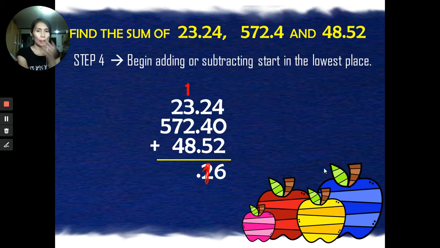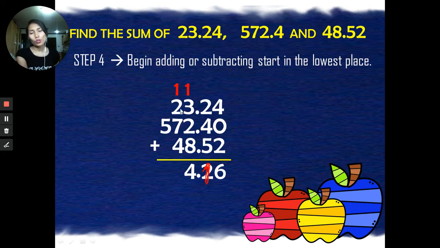So 1 plus 3 equals 4. 4 plus 2 equals 6. 6 plus 8 equals 14. Write 4, carry 1 up there. You cannot write 1 and 4 here all together. You write down the ones place and then the tens place carry up there.